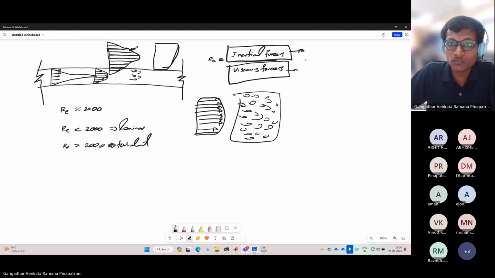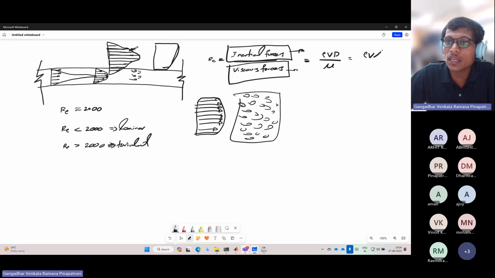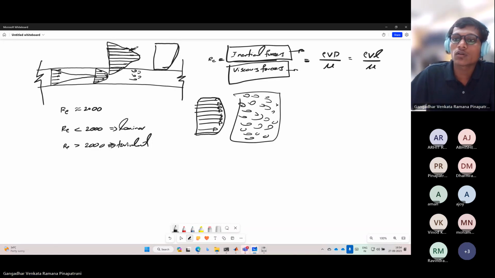Sorry. So with this Reynolds number, based upon the inertial forces and viscous forces, if you know dimensional analysis, you can look into it and finally you will end up with the Reynolds number being rho V D by mu, or rho V L, where L is the characteristic length, mu is the dynamic viscosity of the fluid, rho is the density of the fluid, V is the velocity, and D is the diameter of the cylinder.